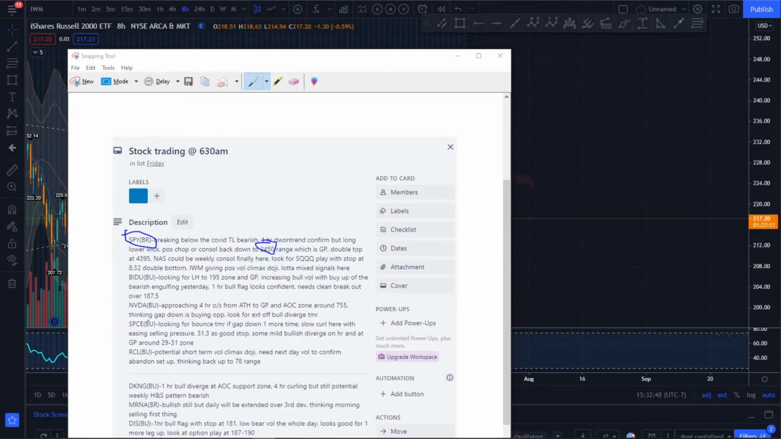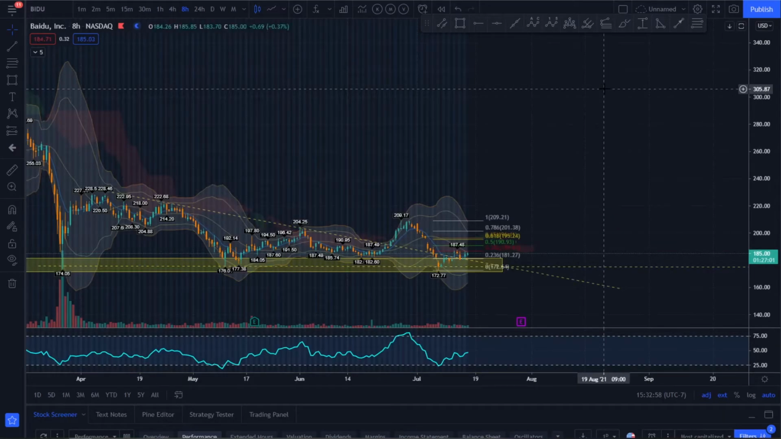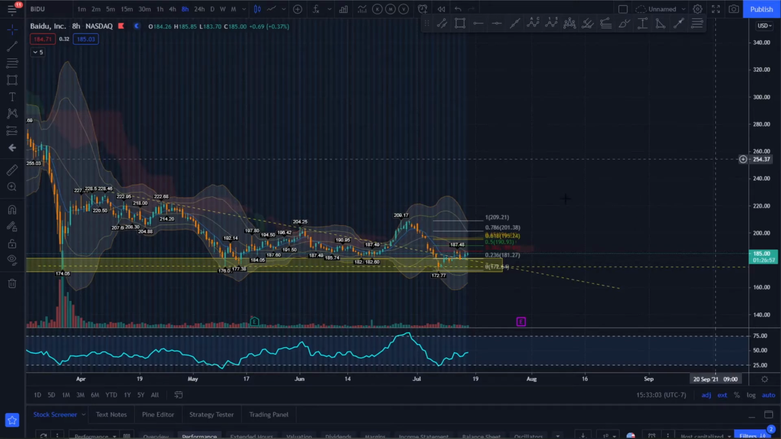Then I start looking at my top watchers. So I have Baidu, NVDA, Space, and RCL. So let's take a look at where my watch list is. I make my watch list on TradingView, and I have my top watchers here.